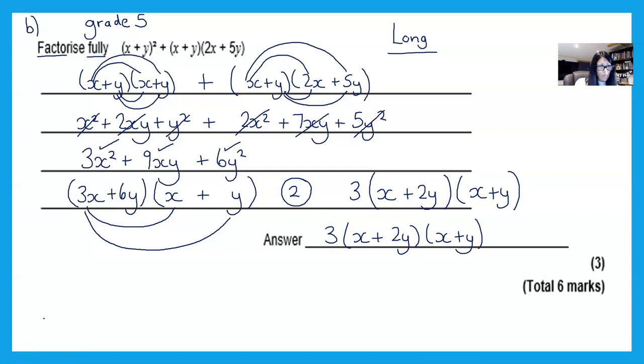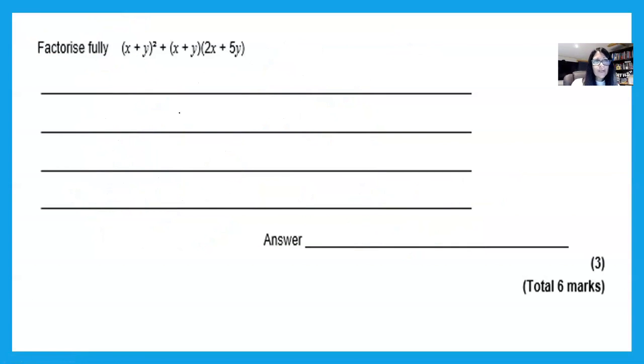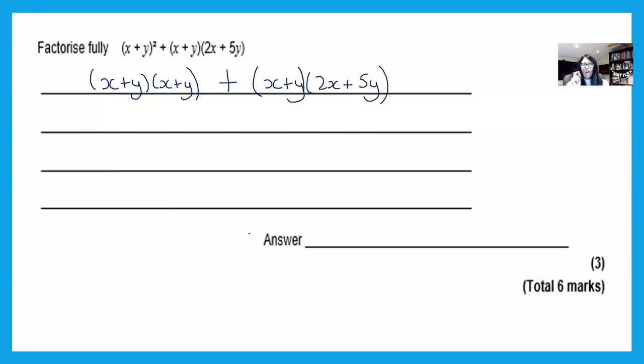It just cuts out one of those lines. So back to the question again. Right, again, I'm going to write it out in full. (x + y)(x + y) plus (x + y)(2x + 5y). Okay, right. Now think about it. Is there a common factor, common expression, common bracket to both of these expressions? Yes, there is. (x + y) is common to both.